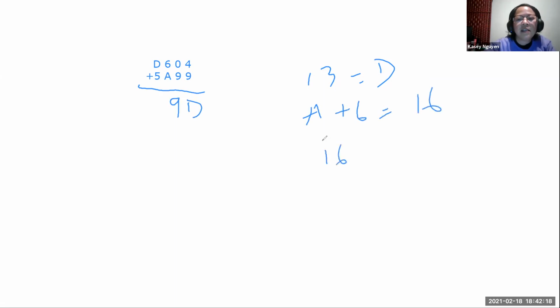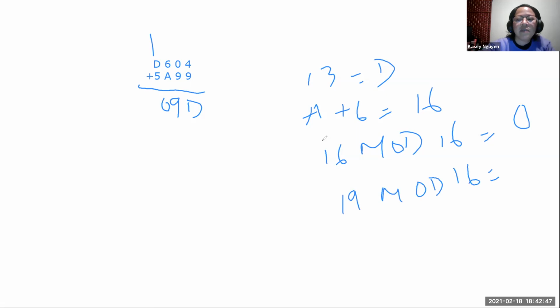You would take 16, you're going to mod it. 16, which if you mod this, it divides evenly. So 0 remainder. So we put a 0 with the 1 carry. And D is 13. 13 plus 1 plus 5. That's going to be what? 14 plus 5 is 19. And then we mod it again. That's going to be 3. Okay. So that will be 3 with the 1 carry.